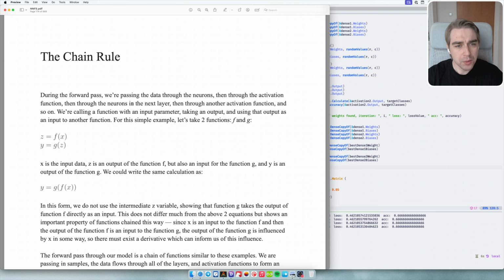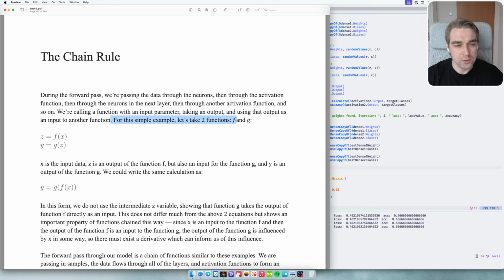During the forward pass, we are passing the data through the neurons, from the input to the output, then through the activation function to normalize the output, then through the neurons in the next layer, the activation function for that specific layer, then through another activation function, and so on. By calculating a function with an input parameter, taking an output, and using that output as the input to another function.